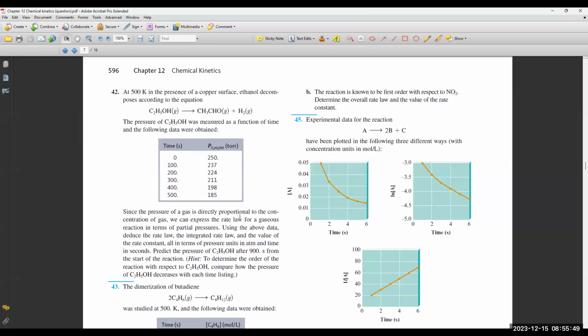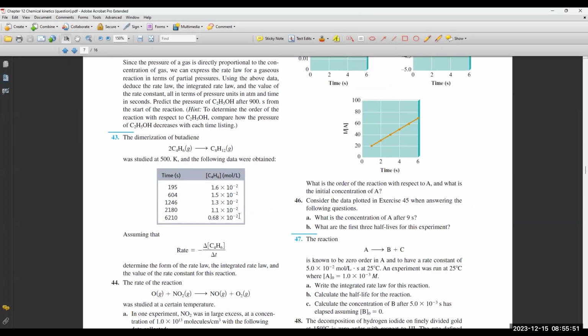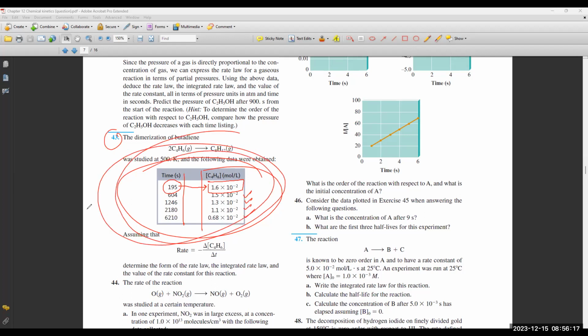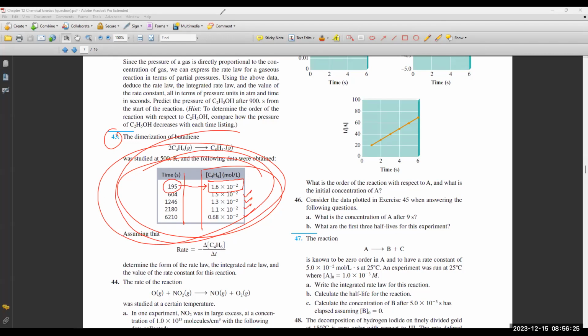See here this question 42, 43. What is this? This is experimental data. They have given you the time, the change in concentration. This is your A naught, initial concentration. Okay, they are starting at this time, so you can take it as A naught. And these are At at different intervals of time. So all these are experimental data. For the integrated rate laws, for normal rate laws, we need experimental data.